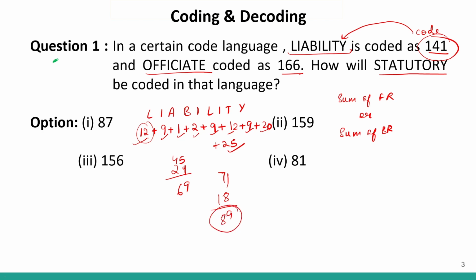The sum of the forward ranks is 89, whereas the code is 141. So basically, we are not using forward ranks probably. So let us check with backward ranks. Do you remember the backward ranks? Let me write them down.